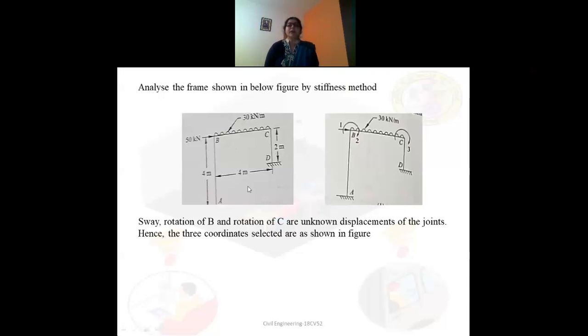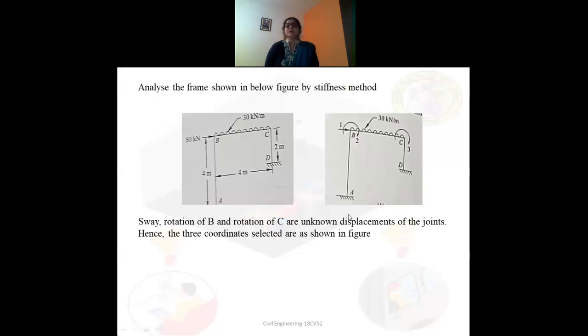And on the vertical members AB and CD there is no load acting, whereas in the horizontal member BC there is a UDL of 30 kilonewton per meter, as well as at the joint B there is a load of 50 kilonewton acting towards right.